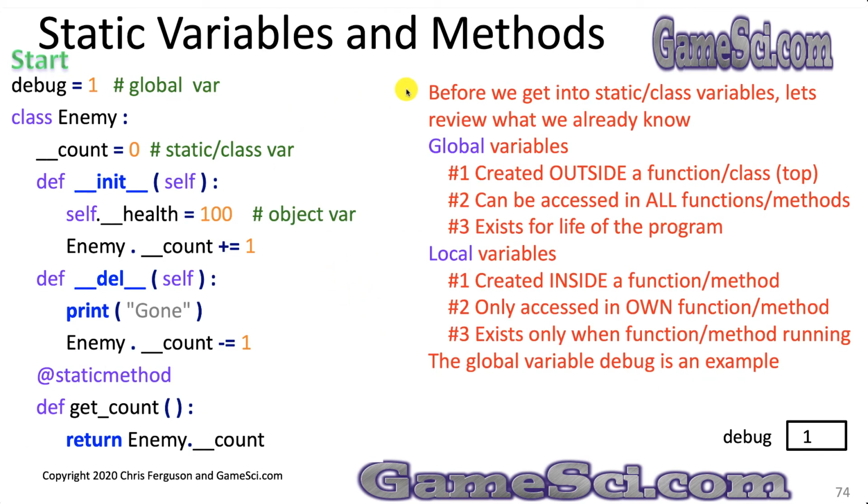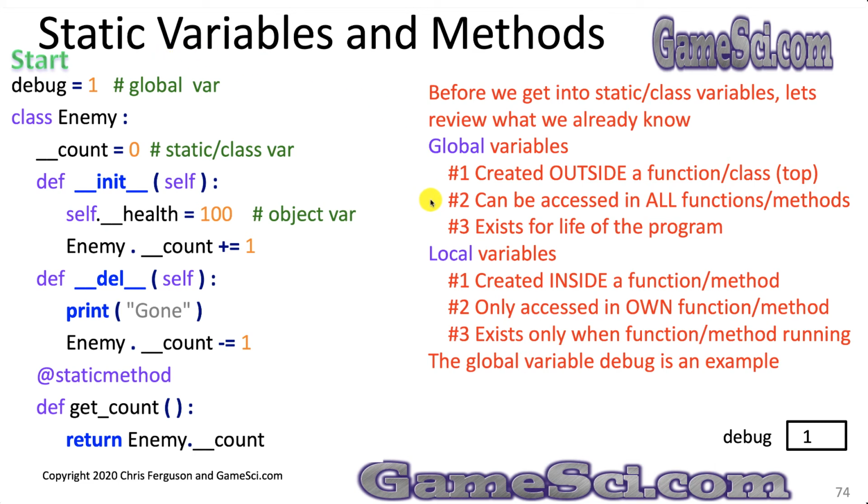Static variables and methods. Before we get into static/class variables, let's review what we already know about variables. First, we know about global variables. Global variables, number one, are created outside of a function or class. They're at the top of the code. Here's a global variable debug. Outside the class, outside the function, this is a global variable.